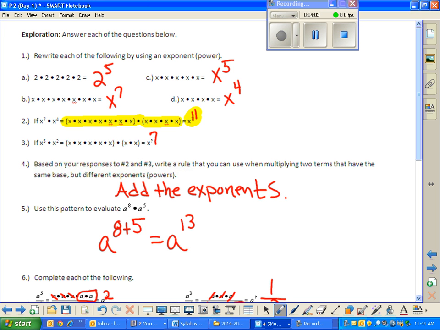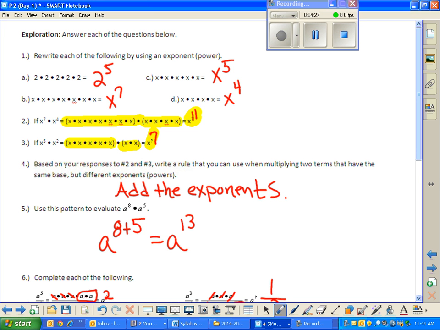If you have x to the 5th times x to the 2nd, you could see that you have 5 x's and then 2 x's, and you could use that associative property of multiplication and put those parentheses really anywhere you want. But what's not going to change about the problem is that you're taking the product of 7 x's. So you actually get x to the 7th as your answer.